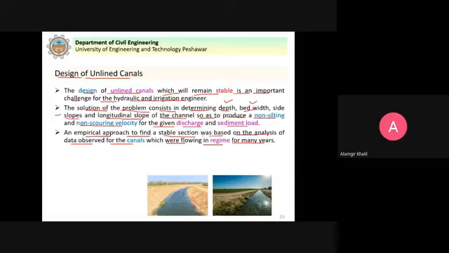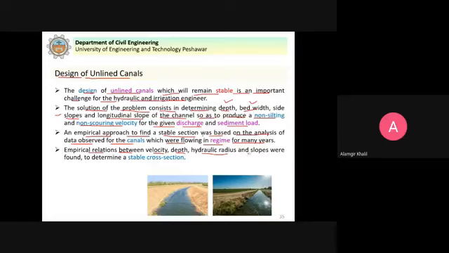So the empirical approach to find a stable section for a canal that will be neither silting nor scouring was based on the analysis of data observed for canals which were flowing in regime for many years. So those canals for many years, no silting, no scouring, we collect the data and then from that data equations were developed. Empirical relations between velocity, depth, hydraulic radius, and slopes were found to determine a stable cross section.